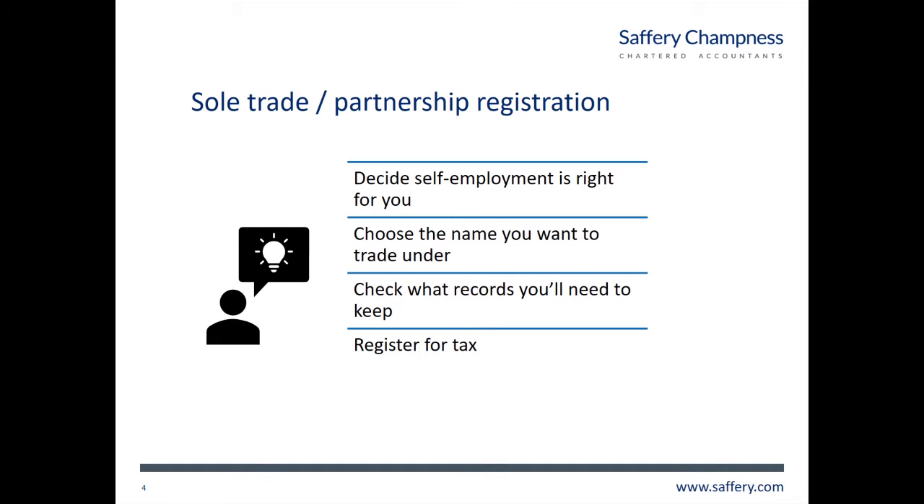Over the next two slides, we'll have a look at the differences between registering a sole trade business or partnership over a company. We'll firstly take a look at the sole trade partnership setup process. As you can see, it is generally fairly simple. Once you've decided this structure is right for you, you'll need to choose the name that you wish to trade under, understand the records that you need to keep, and register for taxes through HMRC.